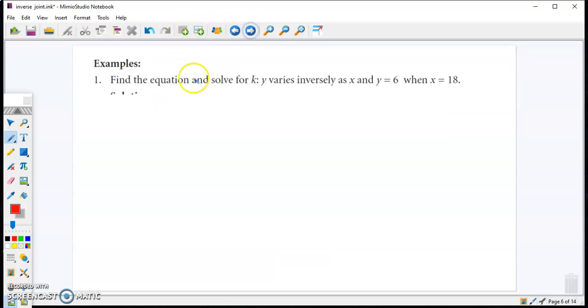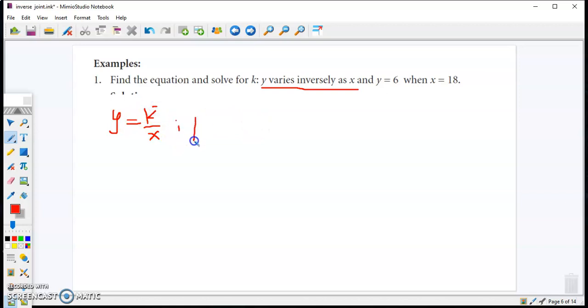Another example. Find the equation and solve for k. Y varies inversely as x, and y is equal to 6 when x is equal to 18. We simply write the equation. So y varies inversely as x. Now we are asked to solve for the equation. So we first solve for k.